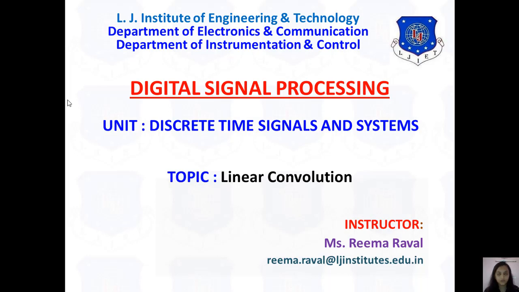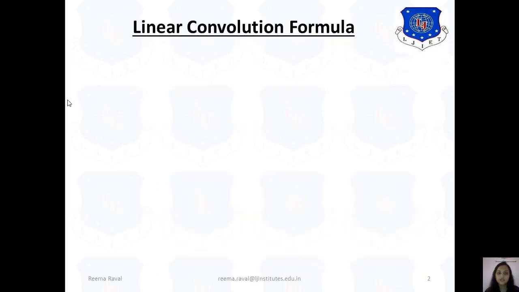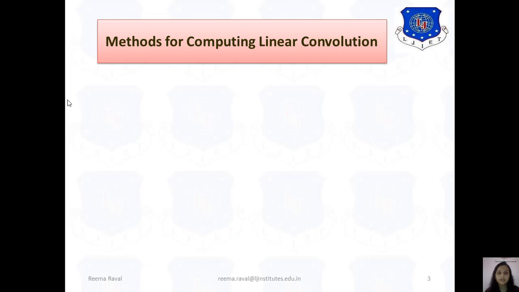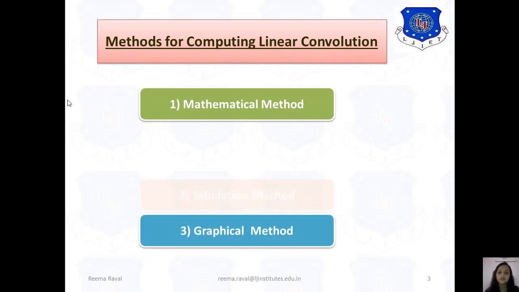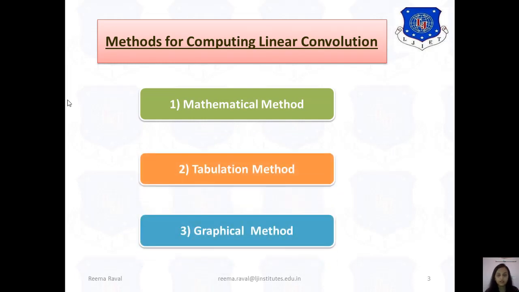Today's topic is linear convolution from unit number 2, that is discrete time signals and system. In previous sessions, we have seen the first method of linear convolution, that is the mathematical method, and variants of the examples using it. We have seen the linear convolution formula, then the methods of computing linear convolution, which were the mathematical method, tabulation method and graphical method. In this session, we are going to study the second, that is the tabulation method.